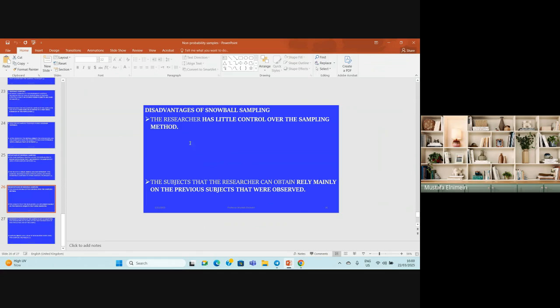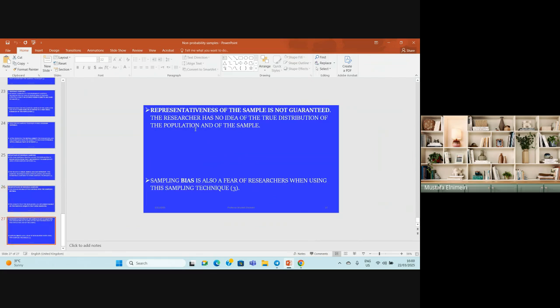The disadvantages of snowball sampling are that the researcher has little control over the sampling method, and the subjects that the researcher can obtain rely mainly on the previous subjects that were observed or accessed. Representativeness of the sample is not guaranteed, and the researcher has no idea of the true distribution of the parent population from which the sample is drawn. Sampling bias is also another risk for the researcher when using these sampling methods.